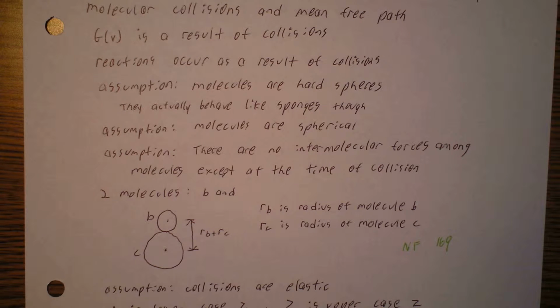And then another assumption is that there are no intermolecular forces among the molecules except at the actual time of collision, which again isn't technically true, but it's going to make the math a lot easier, and it'll be close enough for now. So let's say we have two different molecules, B and C.